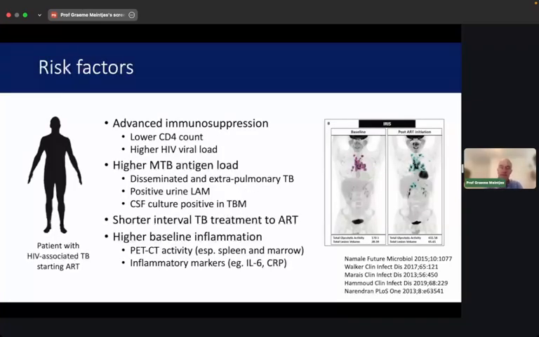What are the risk factors for developing TB-RS? It's obviously in patients with HIV-associated TB starting ART, and particularly those with the lowest CD4 counts, the CD4 count below 100 in particular, those with higher HIV viral loads, and those with more severe HIV with higher total body TB load. So patients with disseminated TB and extrapulmonary TB, they've got more TB antigen to provoke the TB.